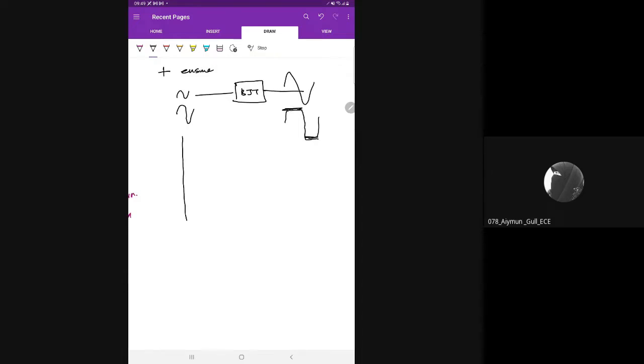So generally, how do we identify this active region? I said in the previous class also, if this is, for example, the maximum current equal to IC max that a transistor can bear, and this is the maximum voltage, VCE max, that a BJT can bear. This is the maximum voltage and this is the maximum current.